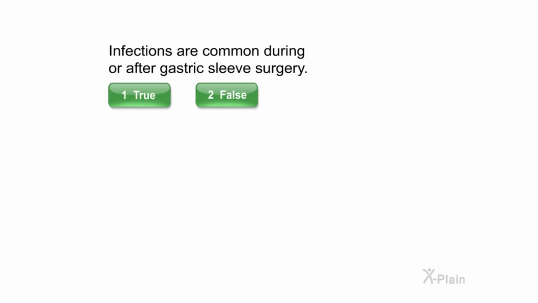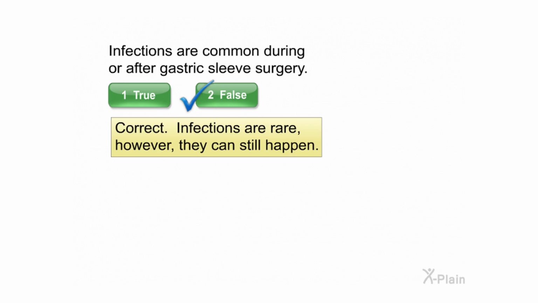Infections are common during or after gastric sleeve surgery. Select true or false. Correct. Infections are rare. However, they can still happen.